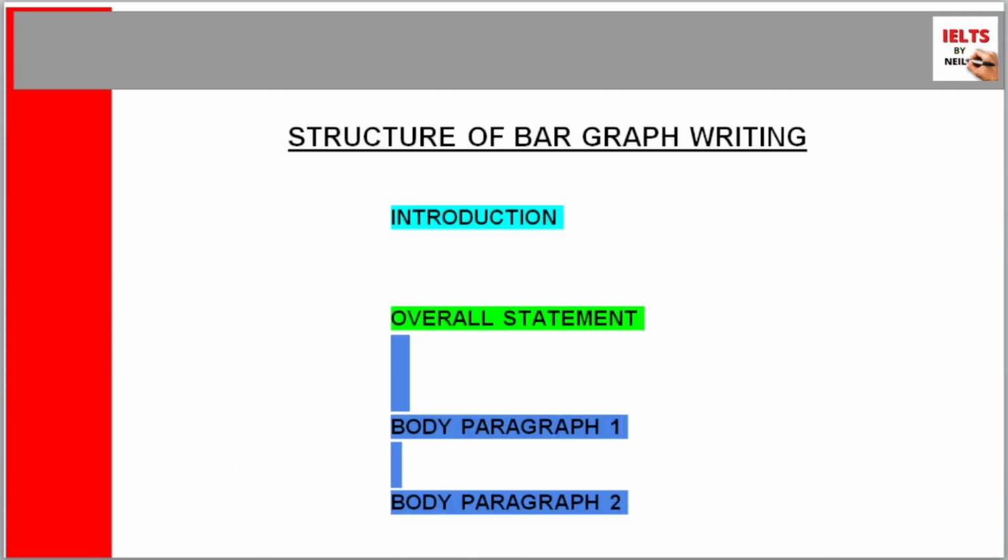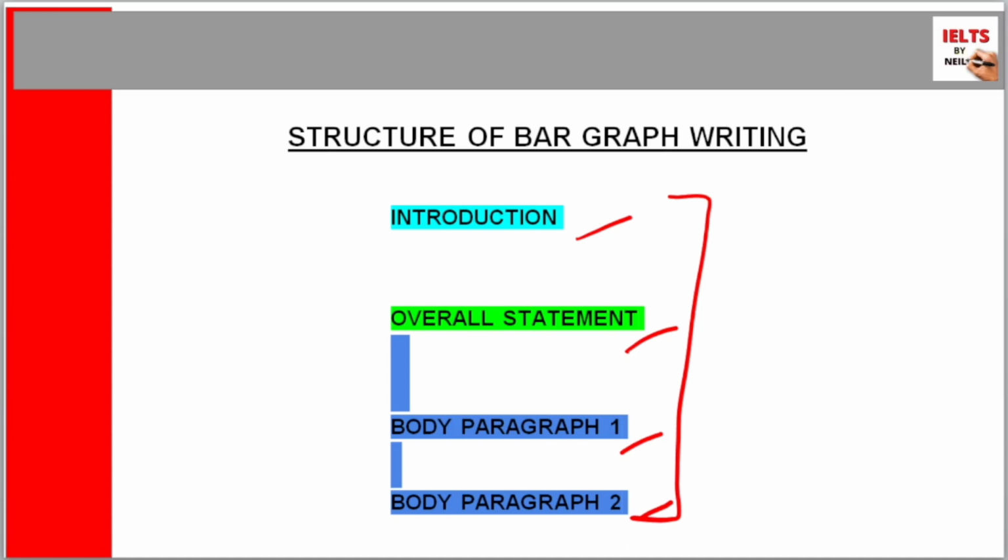Before we start thinking about writing the task 1 bar graph, we have to know the structure. What is the structure that we have to follow? In this bar graph, how do we write the structure of this writing? We have to make 4 paragraphs. First, introduction, overall statement, body paragraph 1 and 2, and sometimes you can make 3 as well. I would suggest trying to make 2, but if there's more data, you can of course make 3.